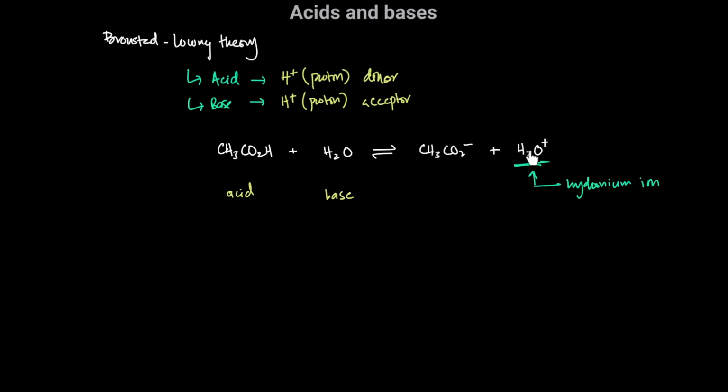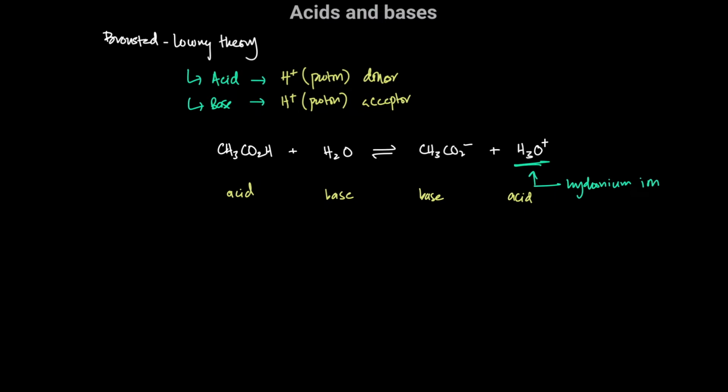If you look at the reverse reaction, which of them is the acid and which is the base? The hydronium ion is the acid, and the ethanoate ion is the base. In the backward reaction, H3O plus donates a proton to the ethanoate ion, forming H2O, and the ethanoate ion accepts a proton to form ethanoic acid. So in the backward reaction, this is the acid and this is the base.